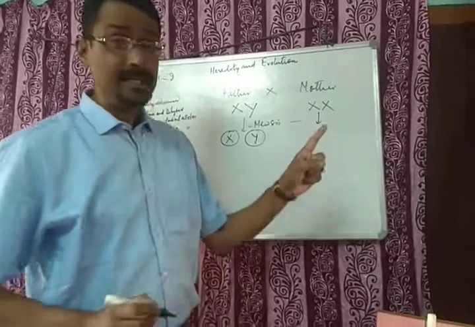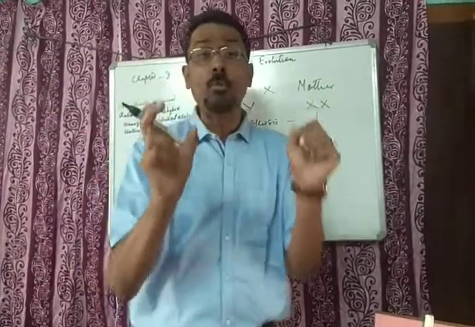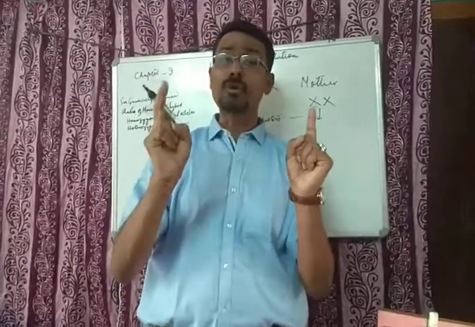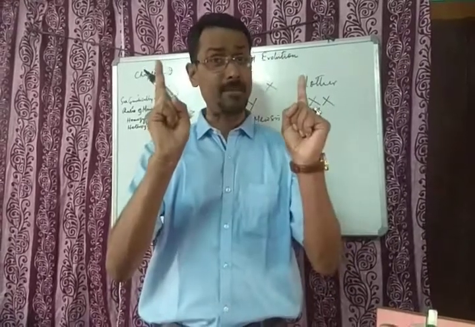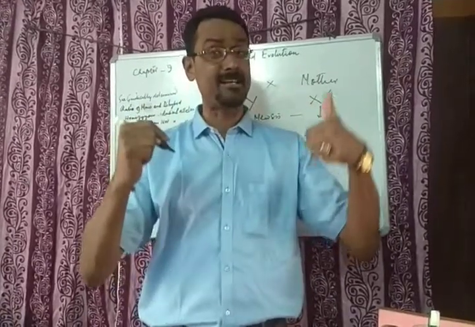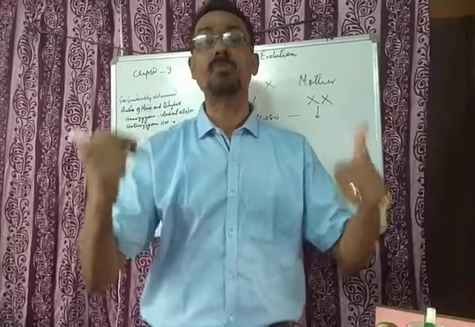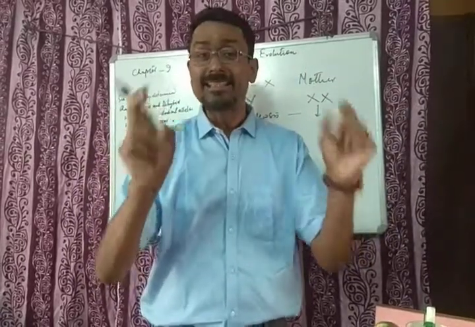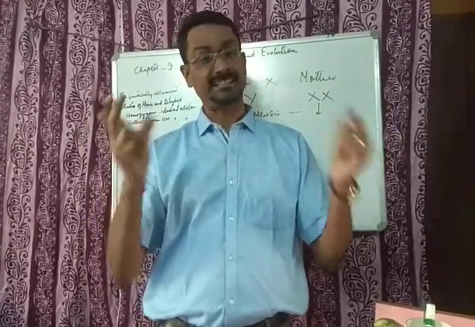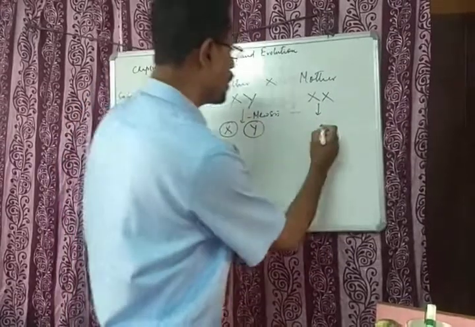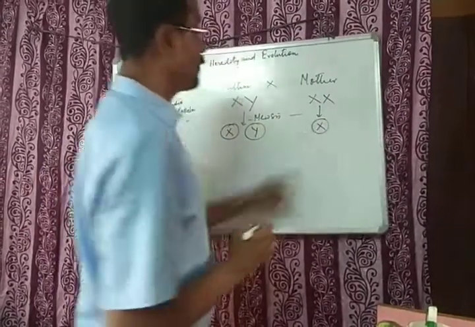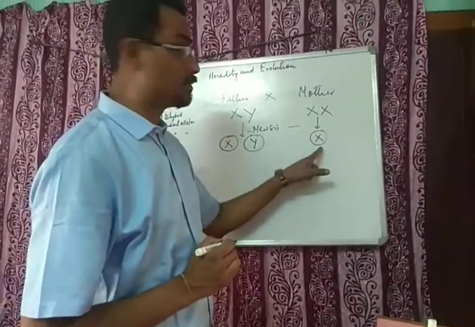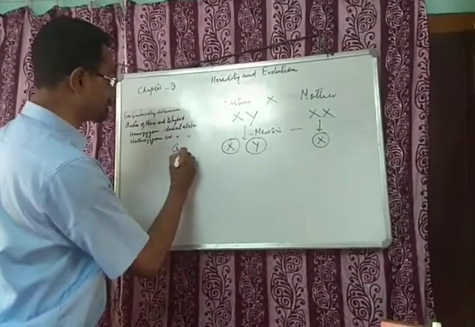But the mother, as she is homozygous, will always produce one type of gamete. The question may be, why does the mother produce one type of gamete? Because the mother, the female, the girl, is homozygous. That you have to keep in mind. So, the gamete will be one type. So, I am writing here gametes.